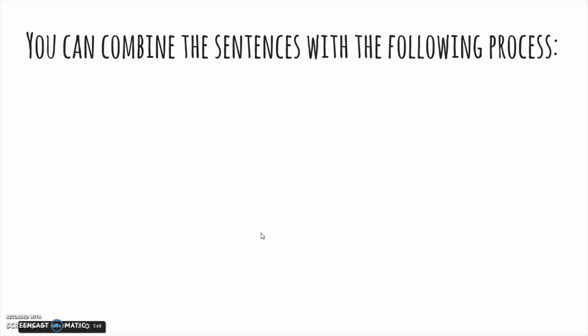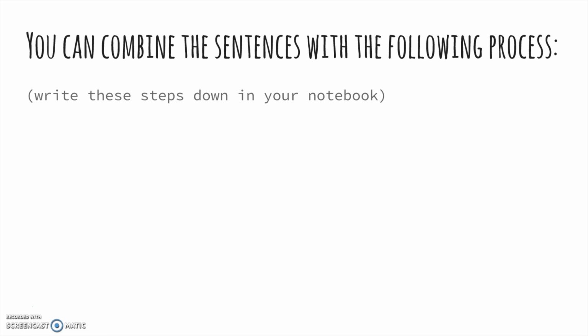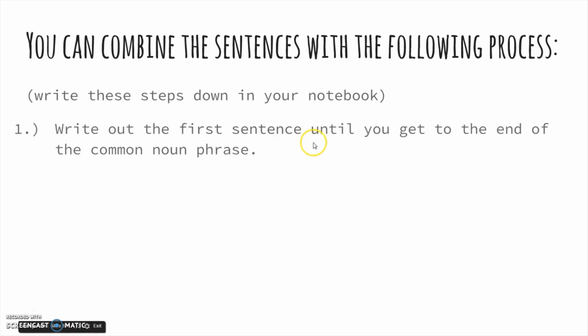Okay. So this is the process by which you combine the sentences. You want to write these down in your notebook. It's going to seem kind of like an awkward process, but luckily there's an exact process where if you follow these steps, you'll always end up with a sentence that uses subordinate clauses. So first, you write out the first sentence until you get to the end of the common noun phrase. You just start writing one of the sentences and you stop after you finish writing the common noun phrase.